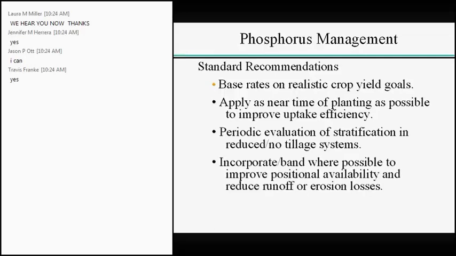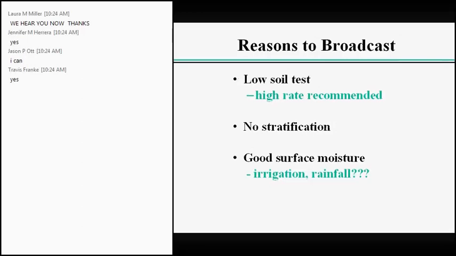Next slide. Periodic evaluation of the stratification, again, about every 4 or 5 years should be adequate. And then if you do have the stratification, you can either till it or incorporate it or get it banded, one of the two. Next slide. Reasons to broadcast. If you've got a real low soil test phosphorus, this gives you a good broad application, but you don't have any stratification potential issues there, at least to begin with. And you need good surface moisture, either from an irrigation or rainfall standpoint.